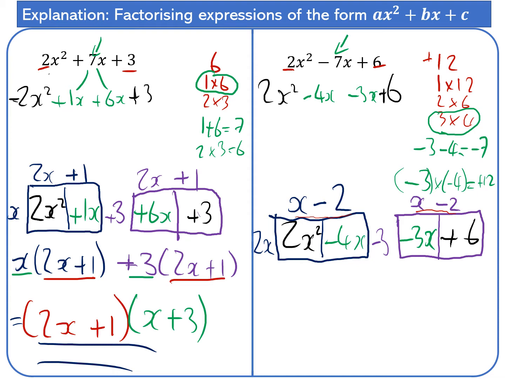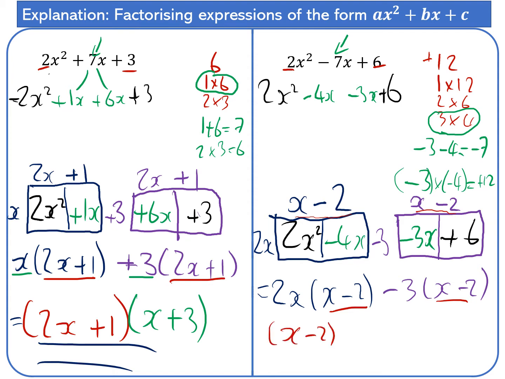So we've got 2x bracket x minus 2, and then our second bracket is minus 3 bracket x minus 2. We use that trick of knowing these two should be the same. It will not work if you've not got the highest common factor at any stage. So that's my first bracket, that's my second, and that is done.